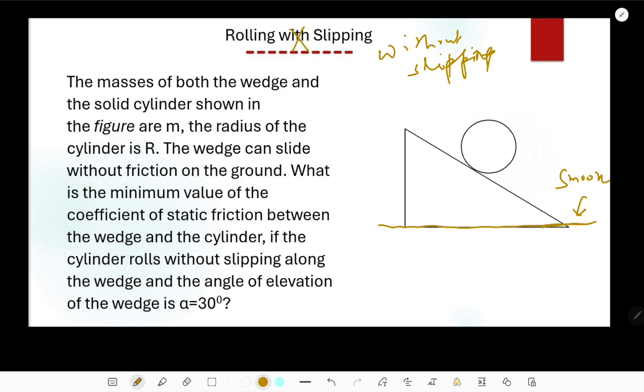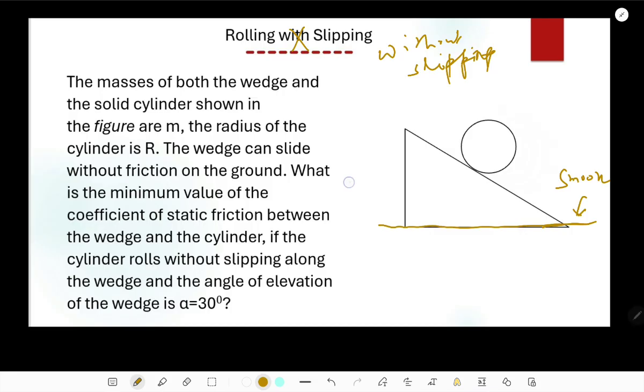What is the minimum value of coefficient of static friction between the wedge and the cylinder if the cylinder rolls without slipping along the wedge? And the angle of elevation of the wedge is alpha equals 30 degrees. So this is a straightforward problem. It needs a straightforward solution without much thinking.